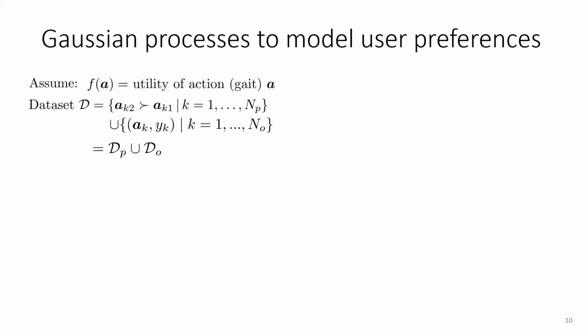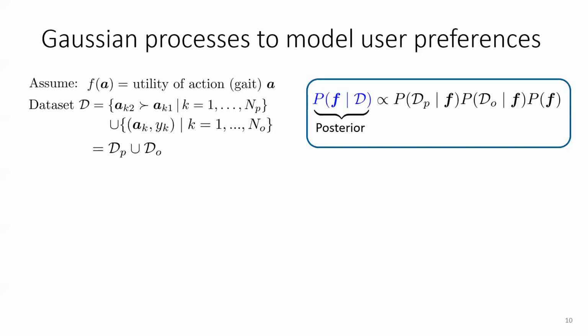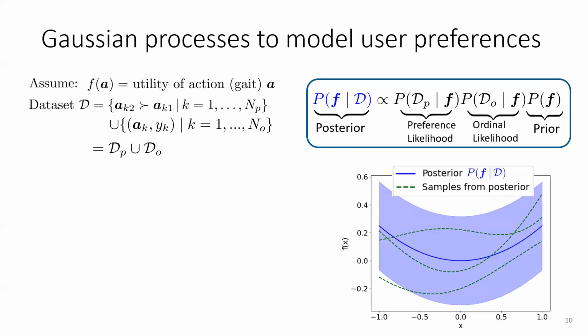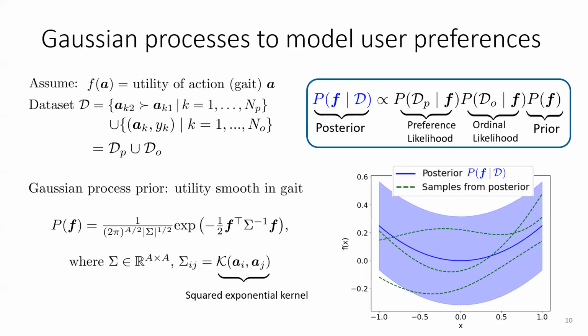Given the feedback dataset D, utilities f have a posterior proportional to the product of the preference likelihood, ordinal likelihood, and prior. Here's an example of a Gaussian process posterior, where the blue shaded region indicates the model's uncertainty via 2 standard deviations about the mean. The green dotted lines are samples of utility functions drawn from this posterior distribution. The Gaussian process prior, defined by the equation here, encodes that the utility is smooth in the input parameter space. In this work, we use a squared exponential kernel for the covariance matrix.